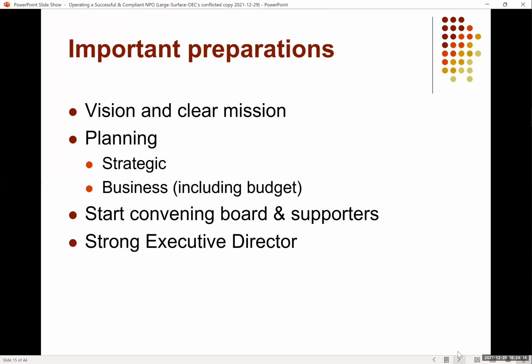So you want a clear mission and you want a vision. Your mission is saying what you're going to do, and your vision is what the world is like when you do it. How you're going to go about impacting that mission that you have: the way we do it is with planning. So you need to have a strategic plan and a business plan, just like with any business, including your budget.